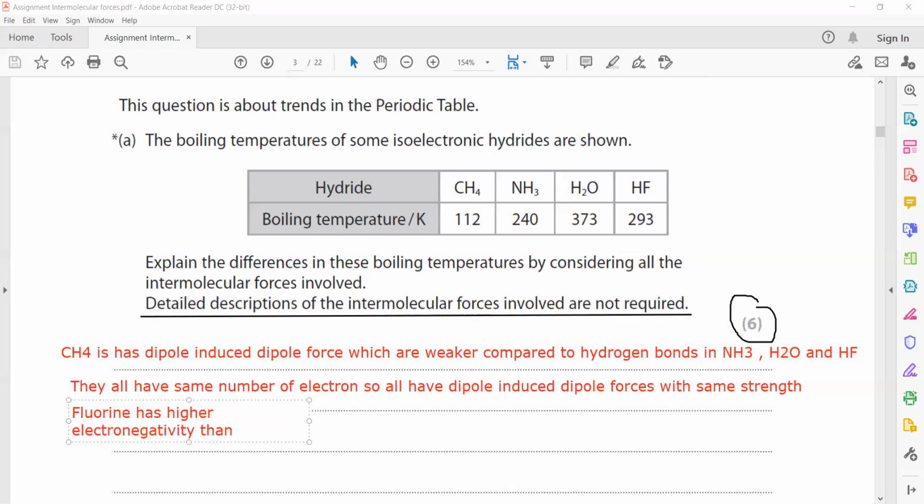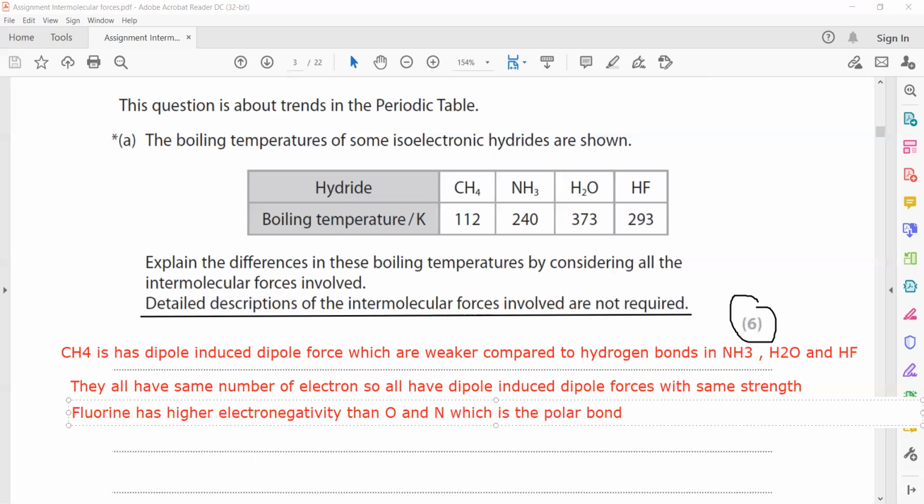Then nitrogen and oxygen, which is the most polar bond. But why is H2O having the highest boiling point? Because H2O, or water, has more hydrogen bonds.